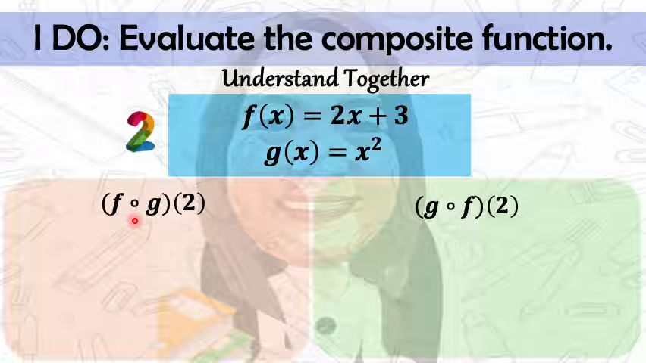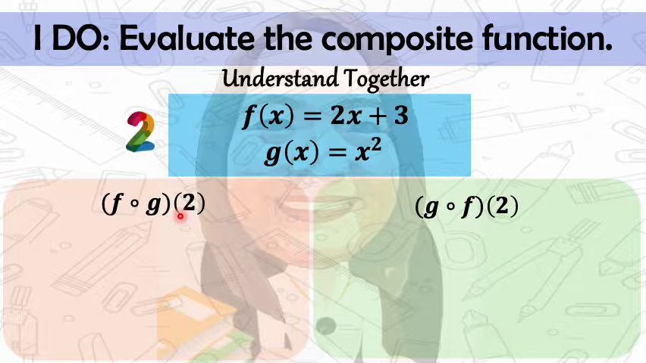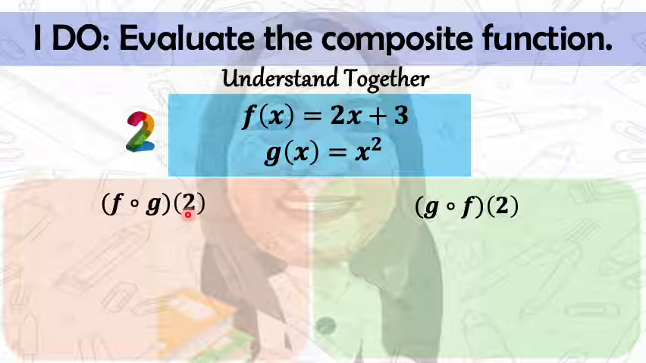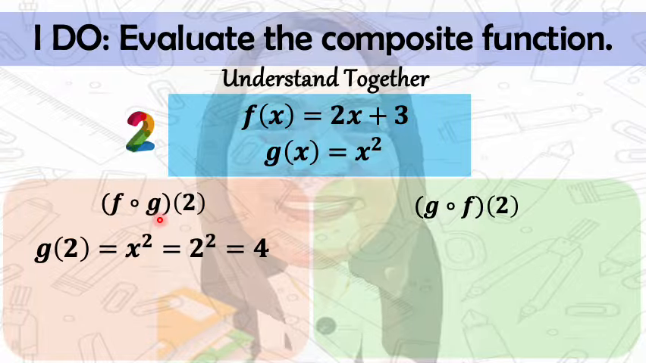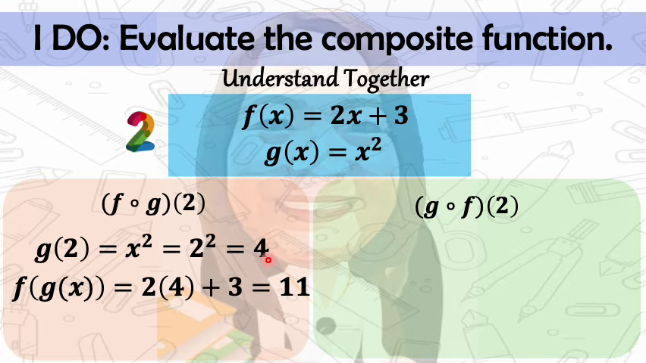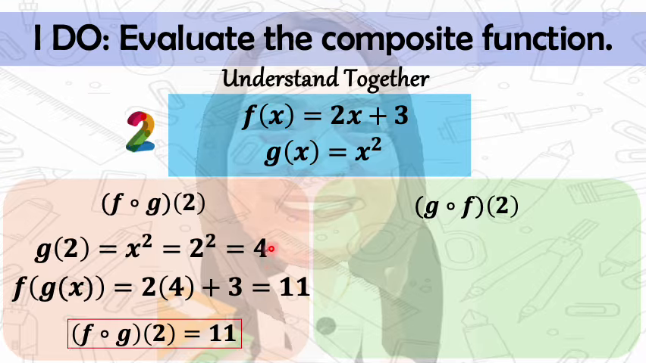So let's start with f composite g of 2. What we're going to do first is plug in 2 to the function g. So that's the first one. So our g of 2 is now 4. After that, we're going to plug in 4 to our function f. Then our answer is finally 11.